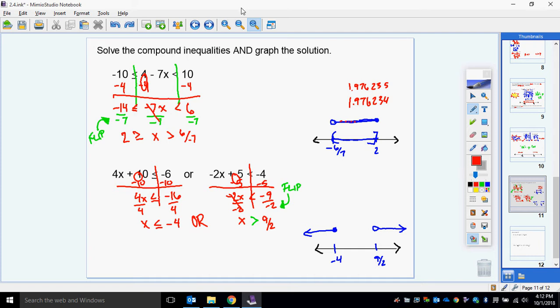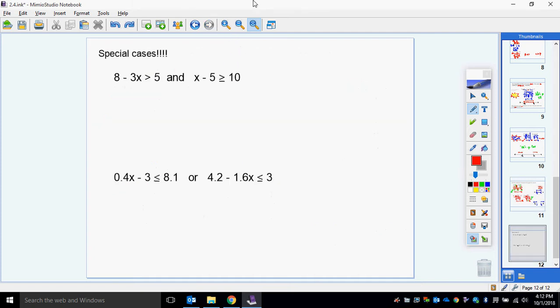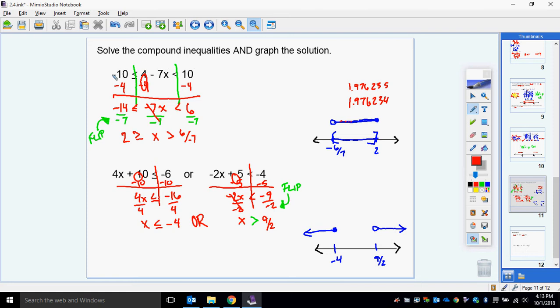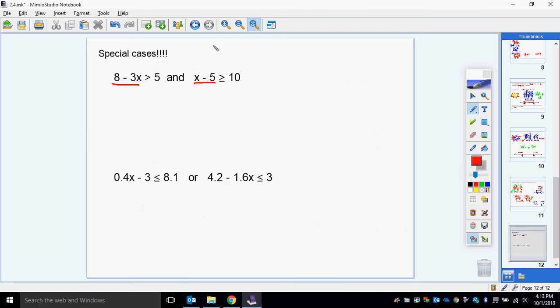So a special case wouldn't be infinitely many solutions because technically these all have infinitely many solutions. A special case would be the entire number line or none of the number line at all. So let's look at those two cases. This is an and. Okay, remember an and's got to satisfy both. I can't shove this together because this says 8 minus 3x and this says x minus 5. So I can't form it to look like an inequality such as this one. I can't combine it together. So I'm going to have to treat these separately. That's fine.